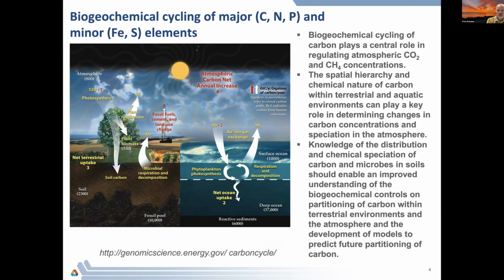And the image on the left is also from another workshop, with arrows showing the perceived fluxes of carbon from the different components of the Earth system. It's recognized, however, that the spatial hierarchy and the chemical nature of carbon within these terrestrial and aquatic environments is what plays the big role in the movement of carbon across these arrows. And so, with that understanding of the importance of the distribution and the chemical speciation of carbon and microbes in soils, that should give us deeper insights into how these things all work and possibly build models to better predict what's going to happen in the future.